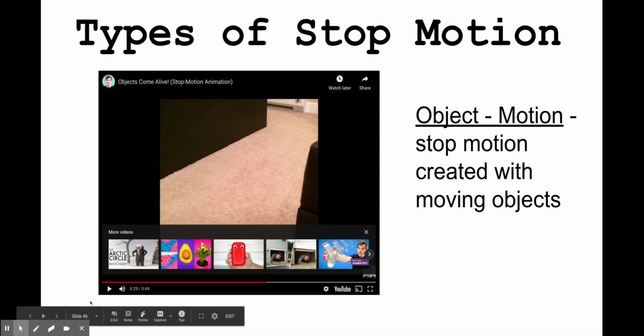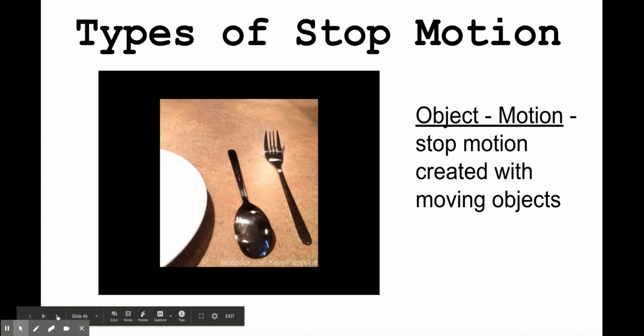All right, so there you see the objects are changed slightly, photographed, changed slightly again, and photographed again to create the appearance of movement.